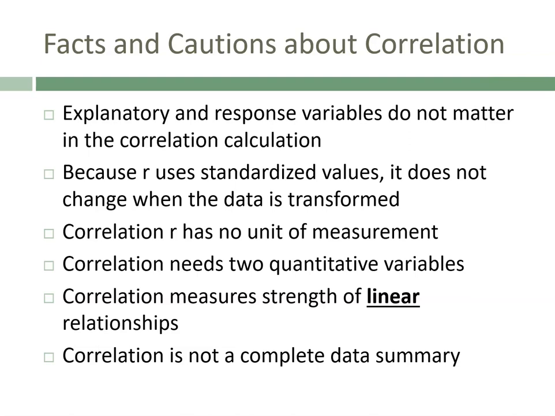You can only calculate it if you have two quantitative variables, so you can't do this with categorical data. You can't do it with only one quantitative variable. You need two. And again, correlation measures the strength of linear relationships, so do not calculate correlation if you know that it's not linear. And then finally, it's not a complete data summary. You would want to do other things in addition to calculating R, which we'll talk about later in this unit.